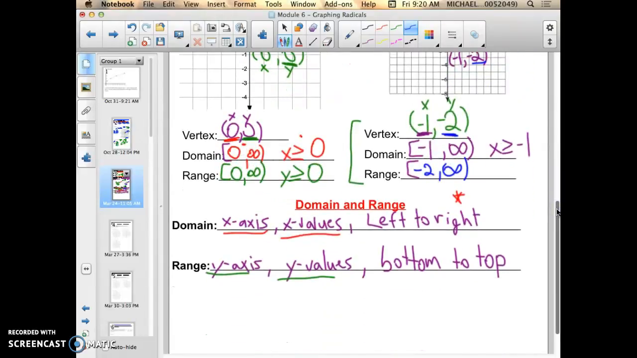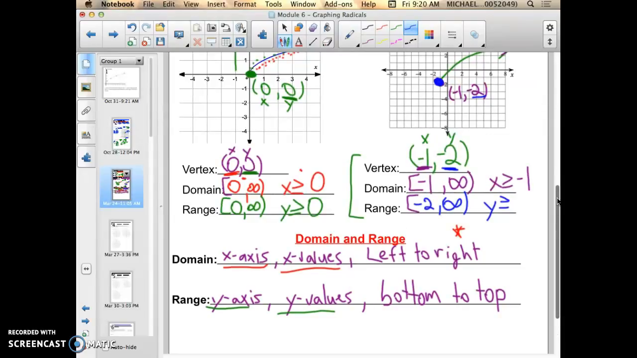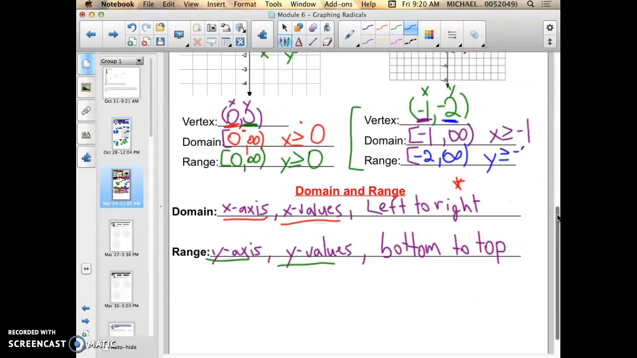And then the inequality notation, all of my y values have to be greater than or equal to, and again, or equal to because that dot is closed, negative 2. The y value of the vertex. At this point, I am done.